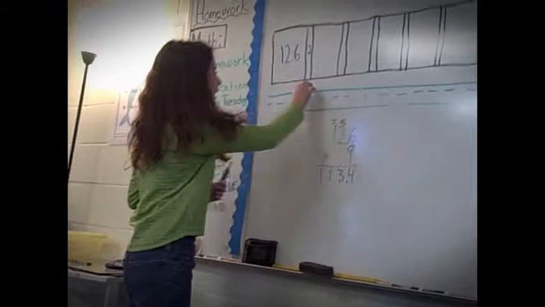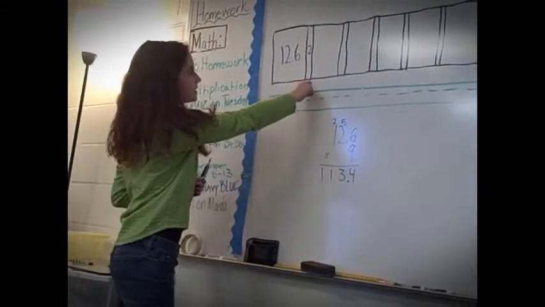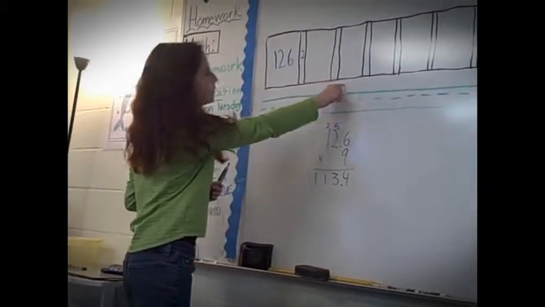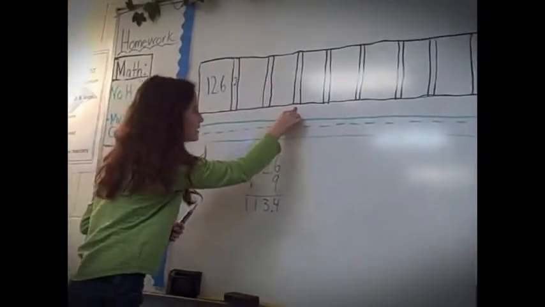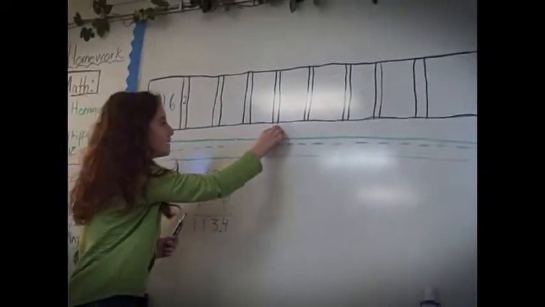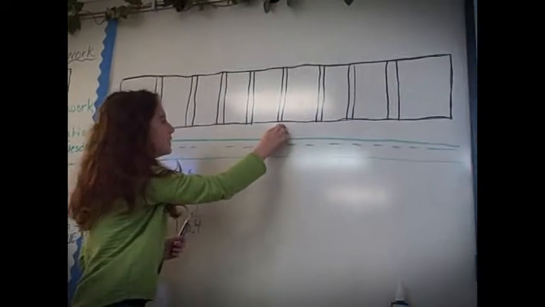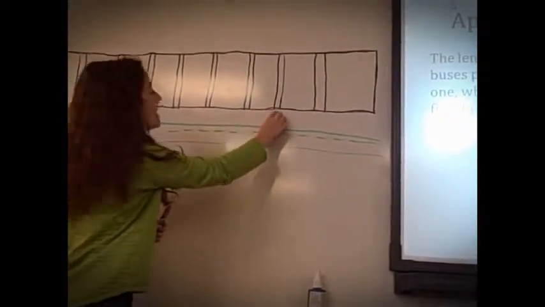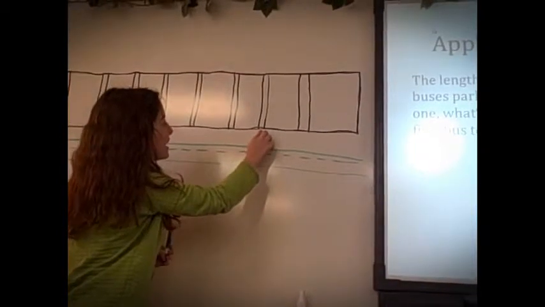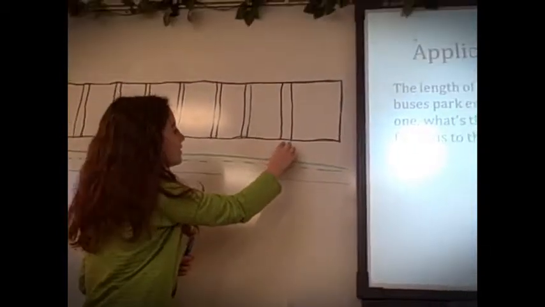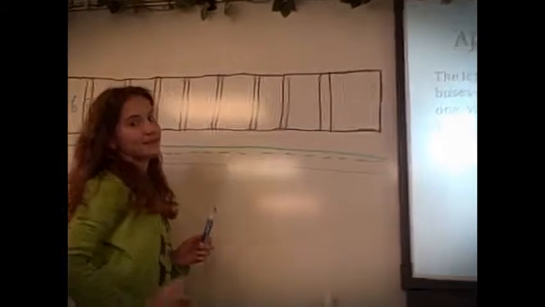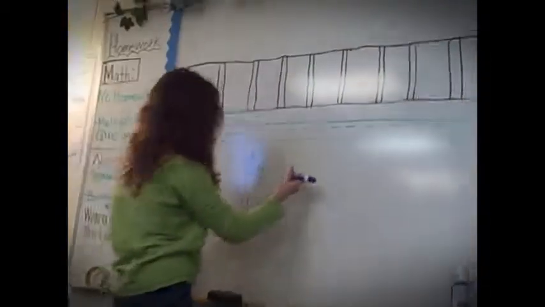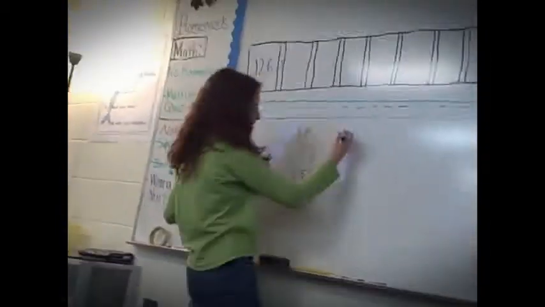So I have 2 meters here. Another 2 meters would make 4 meters. Another 2 meters would make 6 meters. Another 2 meters would make 8 meters. Another 2 meters would make 10 meters. Another 2 meters would make 12 meters. Another 2 meters would make 14 meters. And another 2 meters would make 16 meters. So I'm going to add in 16 to 113 and 4/10.